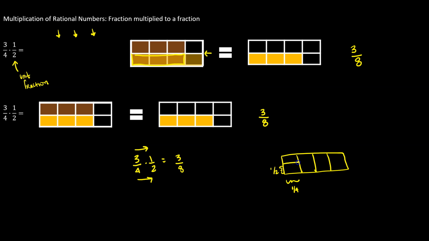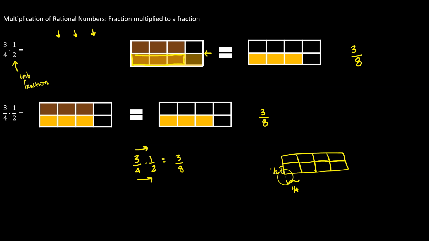I just created 2 pieces. So for this first quarter, I just created 2 pieces. For the second quarter, I created 2 pieces. For the third quarter, I have 2 more pieces. And for the fourth quarter, I have 2 more pieces. So for each of the 4 pieces I had, I've doubled them because I cut them in half.